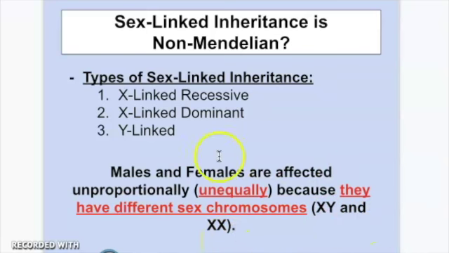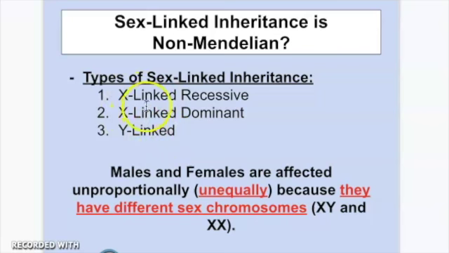And the fact that males and females are actually going to be affected differently when it comes to inheritance. Okay, now, not sure if that fully came out exactly as I wanted it to, but when we look at specific disorders that are sex-linked, males and females are going to be affected differently. So the types of sex-linked inheritance that we're going to be looking at are X-linked recessive, X-linked dominant, and Y-linked.